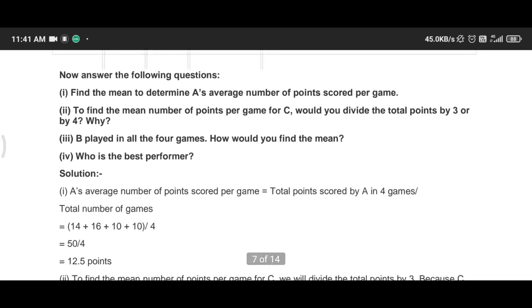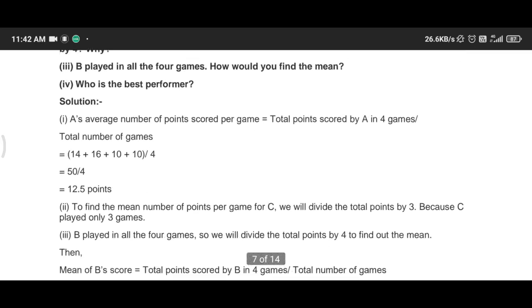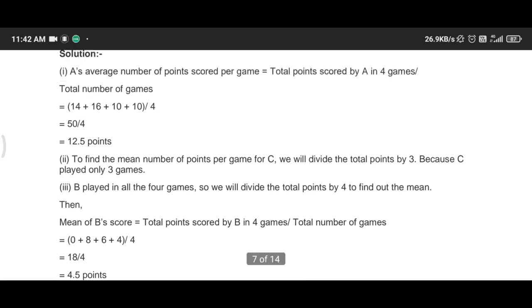Now in the second part you can see, to find the mean number of points per game for C, would you divide the total points by 3 or 4? In C, in the table you can see the third game was not played. So here to find the mean of points per game of C, we will divide the total number of points by 3 because C played only 3 games. One game he has not played.